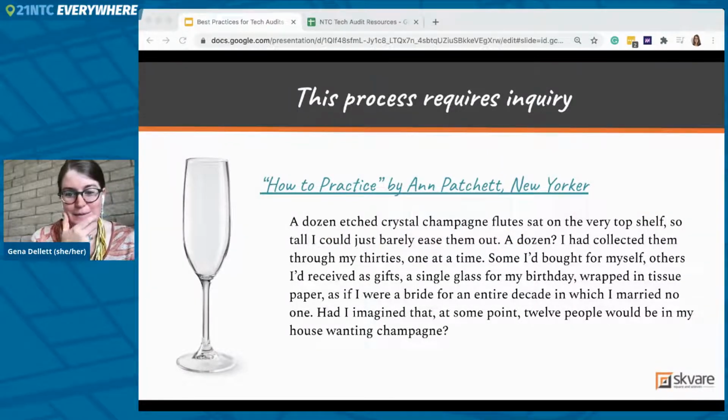The first, which seems completely random, but I was thinking about it as I was putting the presentation together, is a really recent article in the New Yorker from Ann Patchett, where she just writes about purging things, getting rid of stuff.